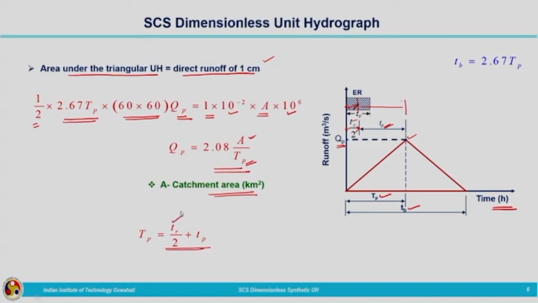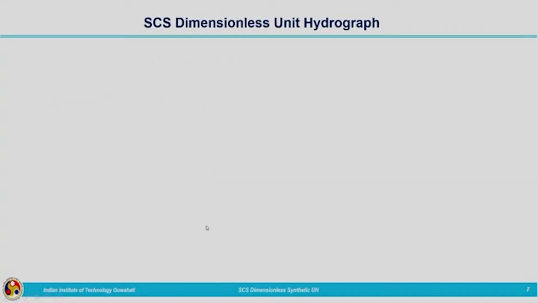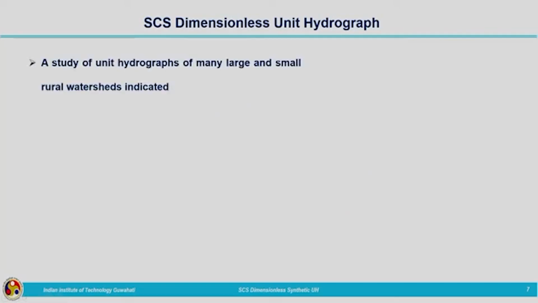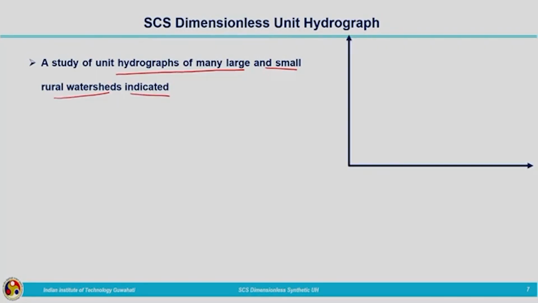TR is known to us. TR is the duration of effective rainfall required. We are going to develop a synthetic unit hydrograph corresponding to an effective rainfall having a certain duration TR. So, that TR we have. Now, what about TP? TP is the basin lag. How do we calculate that? It is represented in terms of time of concentration. A study of unit hydrographs of many large and small rural watersheds indicated that TP can be written in terms of time of concentration.